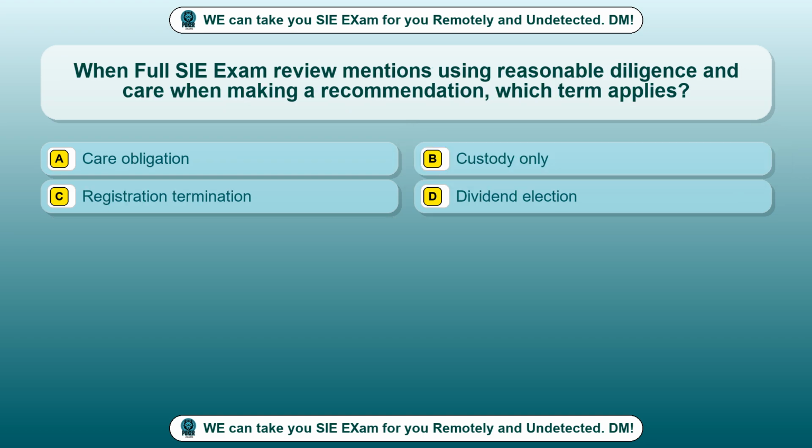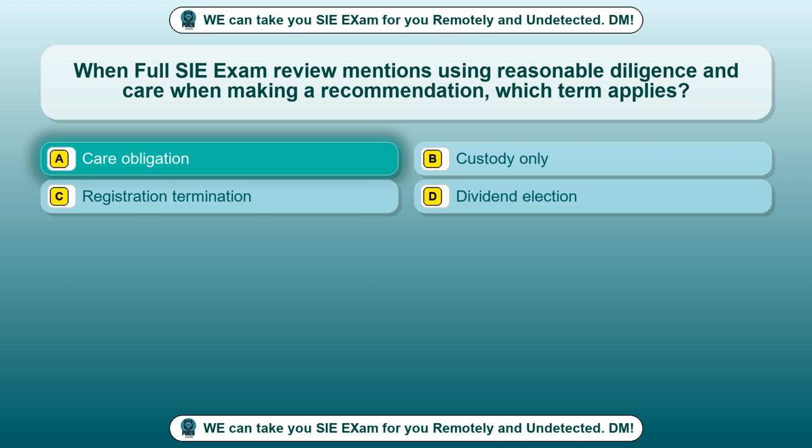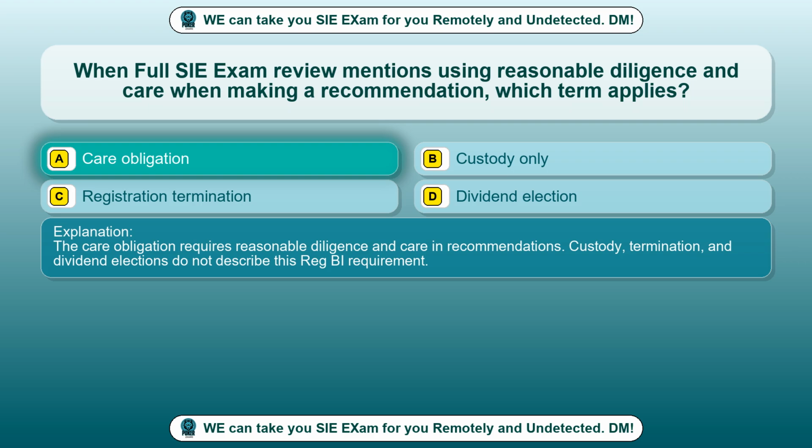Question 86. When full SIE exam review mentions using reasonable diligence and care when making a recommendation, which term applies? Option A, care obligation. Option B, custody only. Option C, registration termination. Option D, dividend election. The correct answer is option A, care obligation. The care obligation requires reasonable diligence and care in recommendations. Custody, termination, and dividend elections do not describe this Reg BI requirement.